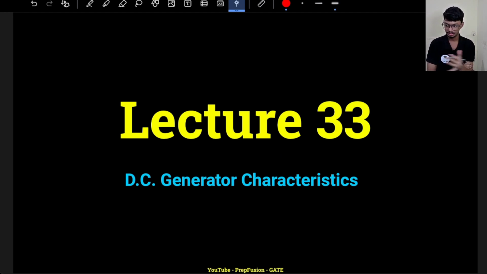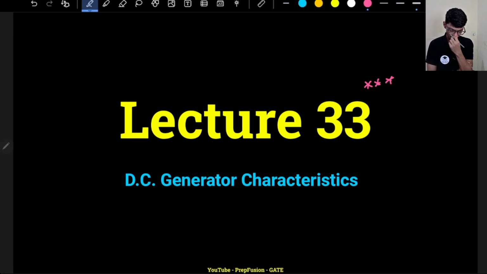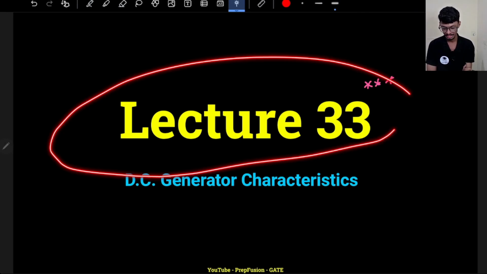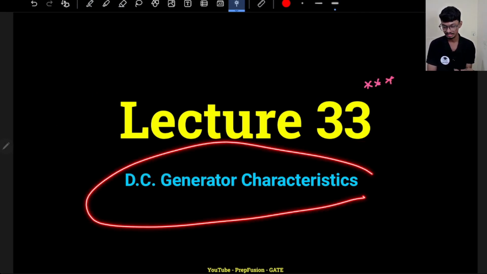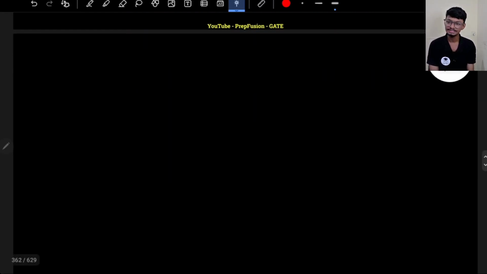So now the next few topics will be the most important portion from the GATE point of view. In between we had construction and all those things. Those are not that important, but from now onwards please be fully attentive. These are very important topics for GATE. Previous topics of course are more important, but these are also very important. So let's discuss DC generator characteristics.